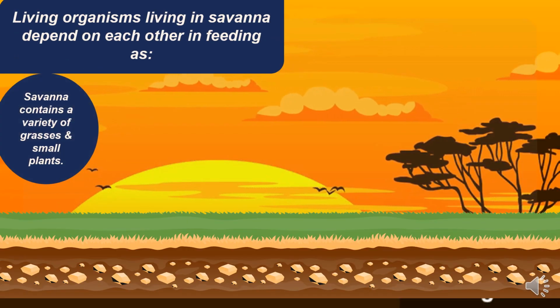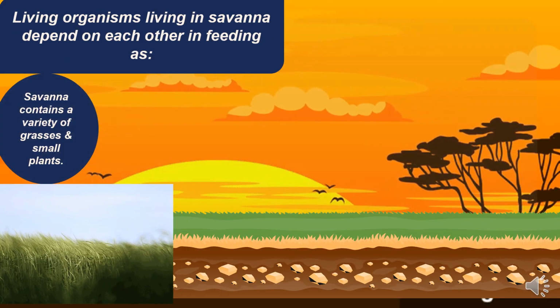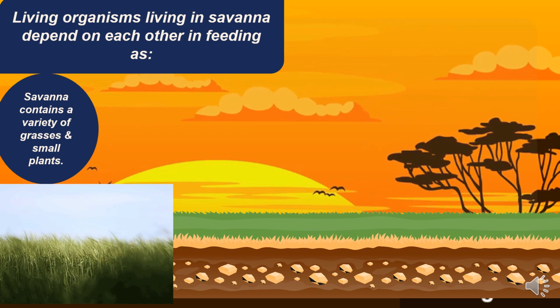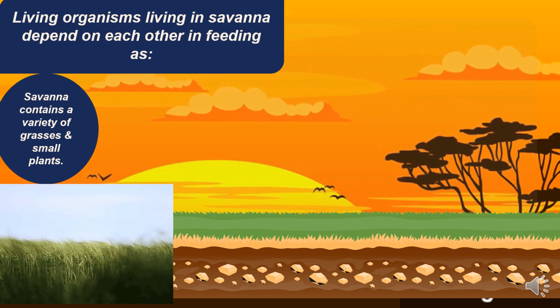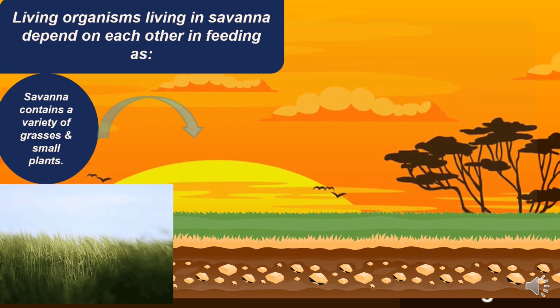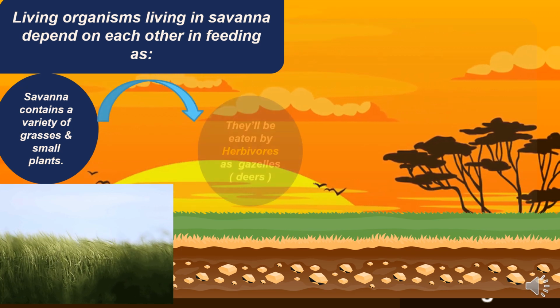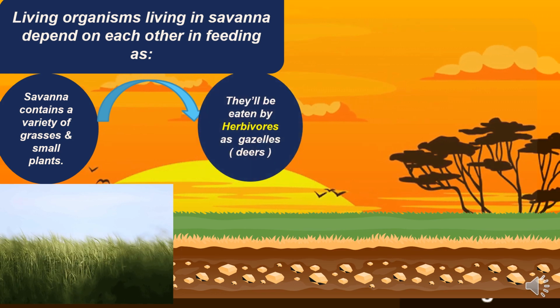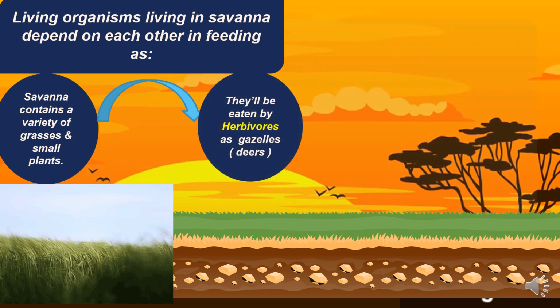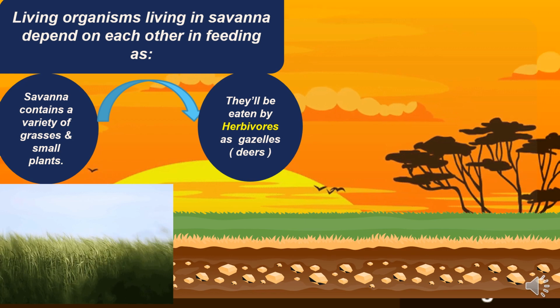And also the living organisms, primary six, which live inside the savanna, depend on each other in feeding. As savanna contains, as you know, a variety of grasses and small plants. Who's gonna eat the savanna and these small grasses? Super, primary six. They're gonna be eaten by some herbivores. Herbivores such as some gazelles or deer.